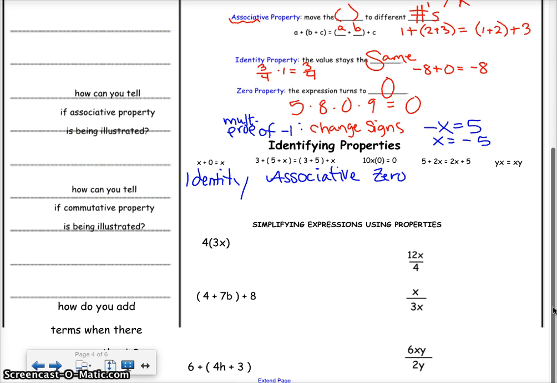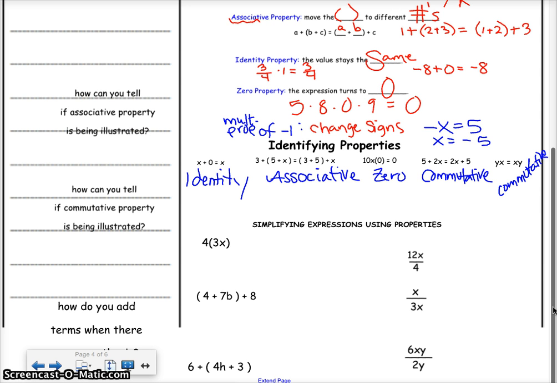Right? 5 plus 2x equals 2x plus 5. Commutative. Nobody's associating together here. There's no group. Think about groups. You're like in this little area together, also known as parentheses. But yeah, there's no group. I just flipped. Flipping is commutative property of what? Addition. Yeah. And I'm not going to write all that. But it will be on your Schoology. yx equals xy, multiplication. So this is also commutative property.